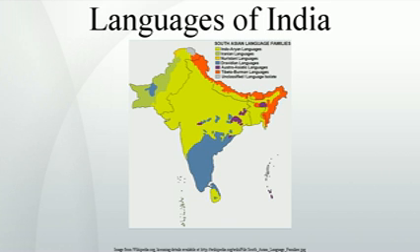Classical languages. In 2004, the Government of India declared that languages that met certain requirements could be accorded the status of a classical language in India. Languages thus far declared to be classical are Tamil, in 2004, Sanskrit, in 2005, Telugu, in 2008, Kannada, in 2008, Malayalam, in 2013, and Oriya, in 2014.